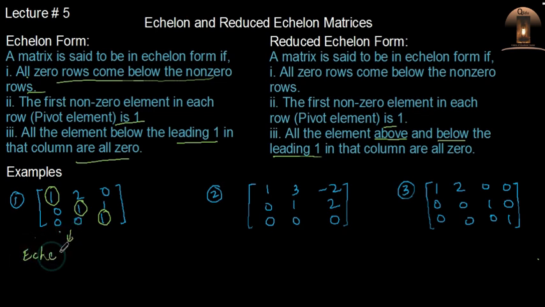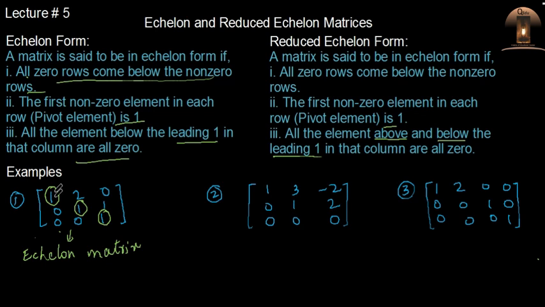So this is called an echelon matrix. Now let us see whether this satisfies the other condition for reduced echelon form. For that we check that all the elements above and below the leading one in that column are 0. So we take the leading elements and check that all the elements above and below the leading element are 0, which simply means all the other elements in that column are 0.